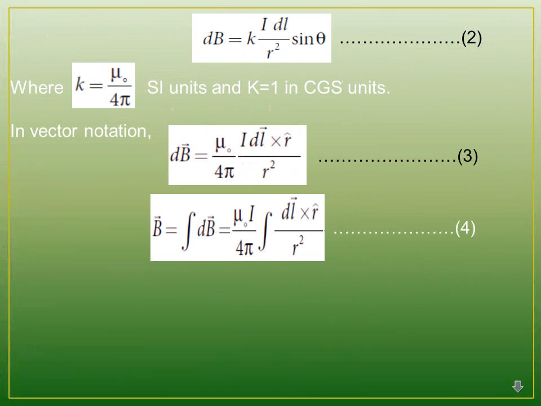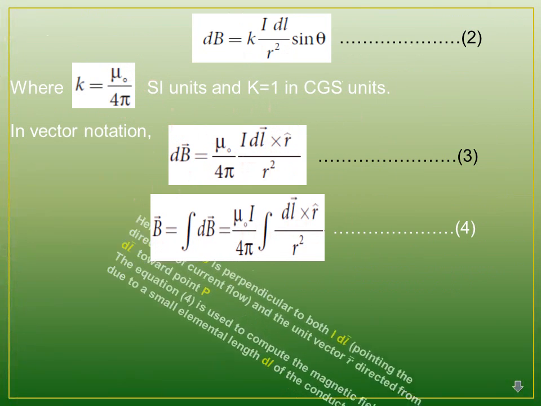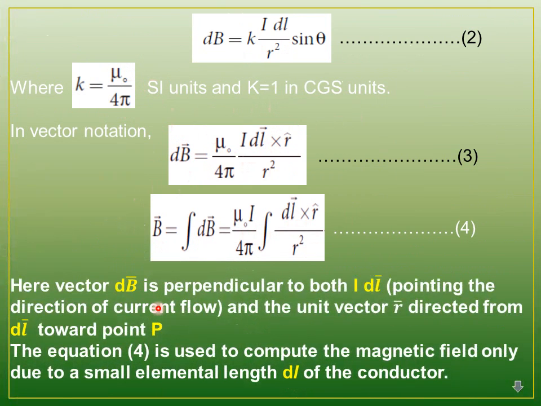If we take the integral on both sides, we get the integral of dB is equal to B vector, and mu naught I by 4 pi, which is a constant and so taken out of the integral, then integral of dl cross r cap by r square. The vector dB is perpendicular to both I dl, pointing in the direction of current flow, and the vector r cap directed from dl toward the point P. Now this equation is used to compute the magnetic field only due to a small length dl on the conductor.